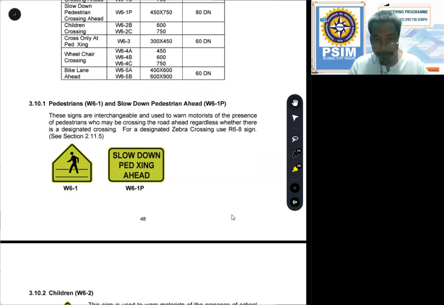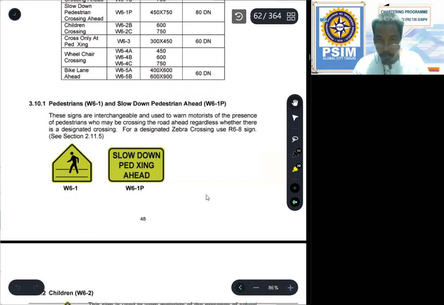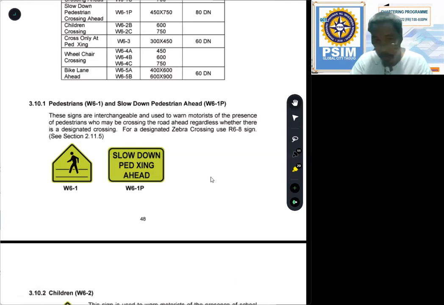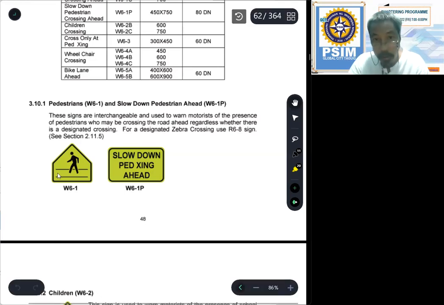So this is pedestrian crossing. Slow down, pedestrian crossing ahead. Regardless whether there is a designated crossing. Regardless, take note, regardless. Because you already have a control sign here. You have already a warning sign.